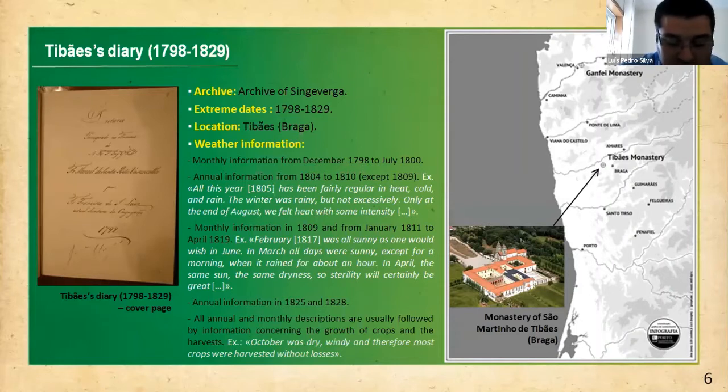The first weather record of the Tibães Diary refers to the harsh winter of 1798-1799, and the last one dates from February 1829. Between these two dates, the quality and the detail of the information varies a lot. Between December 1798 and July 1800, we have monthly descriptions of the local weather, complemented with information from foreign public papers and letters from Lisbon.